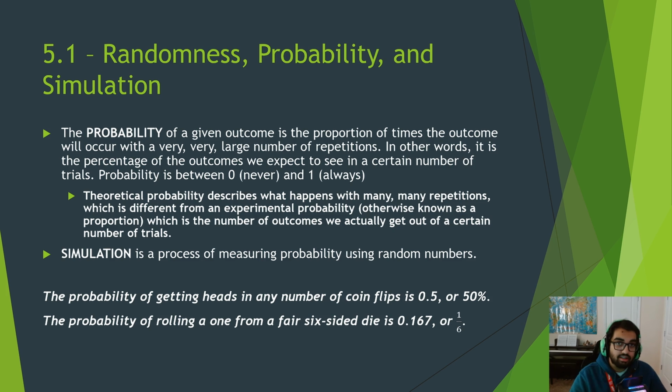Experimental probability is slightly different. It's the probability that you get in actual experimentation, because you can't flip a coin an infinite number of times. That's not how that works. But if you were to flip a coin 100 times and you get heads 43 times and tails 57 times, that 43 out of 100 is the experimental probability. It's not the same as the 50% theoretical probability, but that's the probability that was gained in the experiment. So that's where experimental probability comes from.